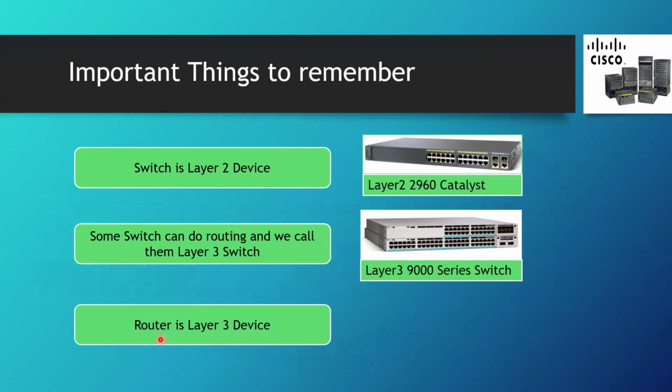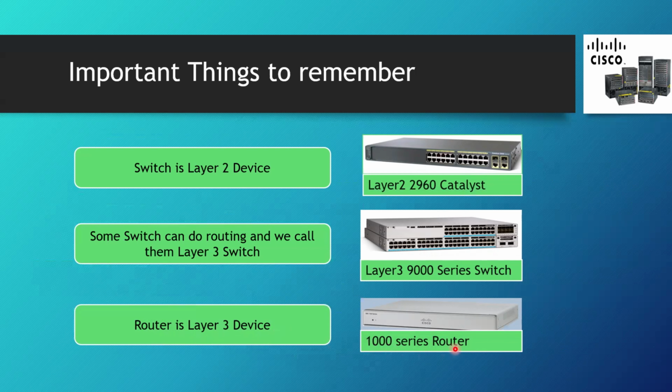Then let's go to router. So router is a layer 3 device. Let's say the Cisco 1000 series router. They are actually layer 3 devices. Layer 3 device means they can do routing. Again, switch is a layer 2 device. That means the switch's main job is to forward the frames. So if you want to send something, you can send that to the switch, and the switch will forward it to the destination. That's the local environment, where the switch works in this way.